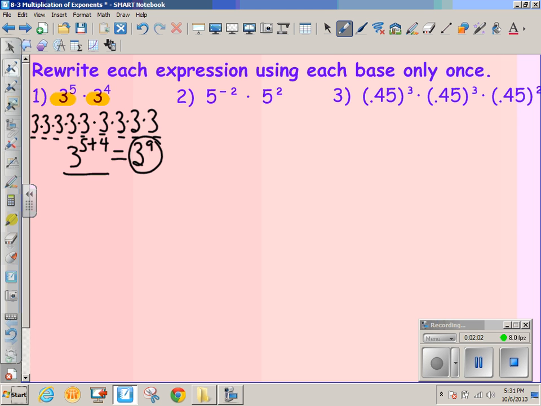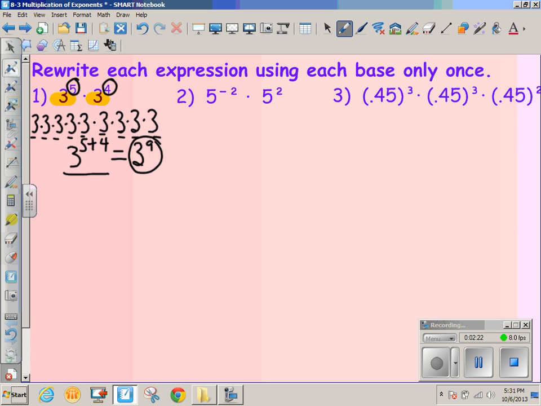Notice that the direction says rewrite each expression using the base only once. It does not tell us to simplify or evaluate. So remember again, the rule is taking the exponents and adding those together. The tendency might be to multiply because you are multiplying, so just make sure that you remember the rule.